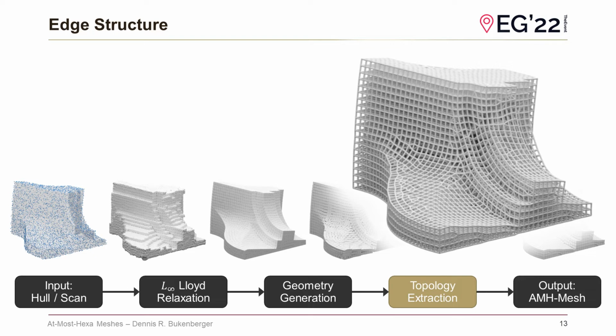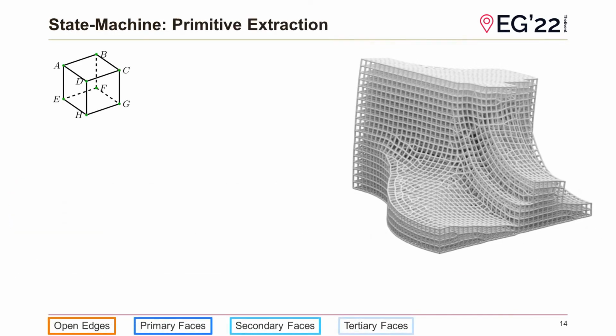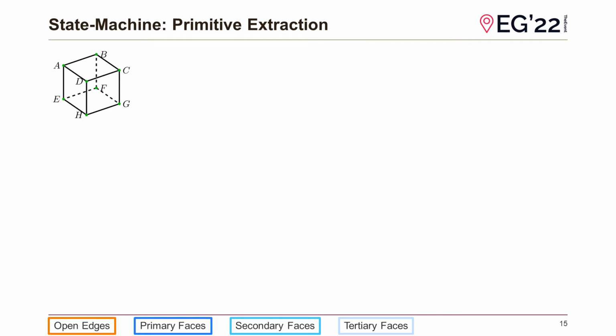So based on the edge structure, we are now searching for our atmost hexa primitives. This is basically a graph search based on faces within the edge complex. Therefore, we have defined a set of pretty straightforward state machine programs for the extraction. Here, for example, with a hexahedron. The third state is defined as 1 quad face, 0 triangles, and 4 open edges. The only transition we are allowed to do here is to add another quad face. This closes 1 open edge and adds 3 new ones.